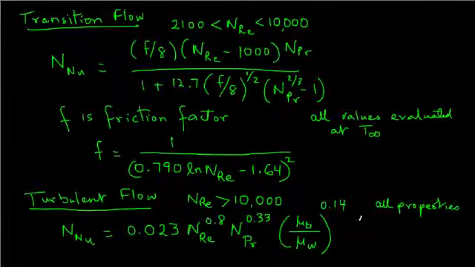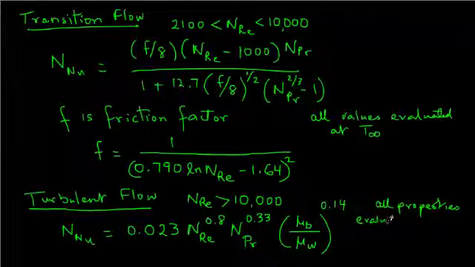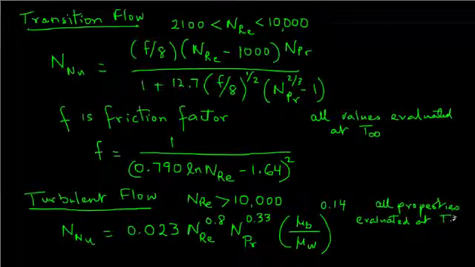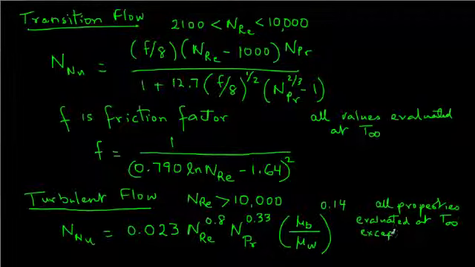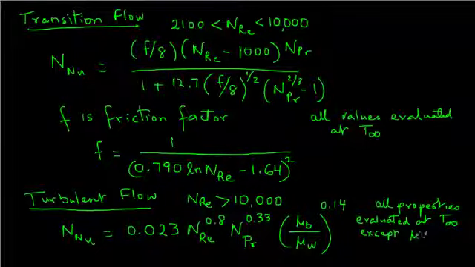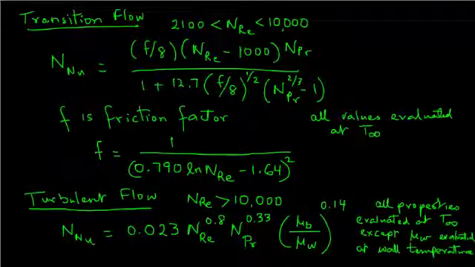Again, in this case, the fluid properties are evaluated at the average fluid temperature, except the mu w, where mu w is the viscosity, and that viscosity is obtained at the wall temperature. dc again is the inside diameter of the pipe.